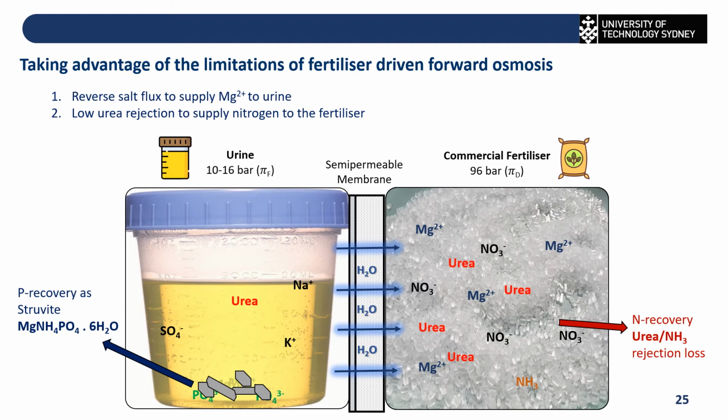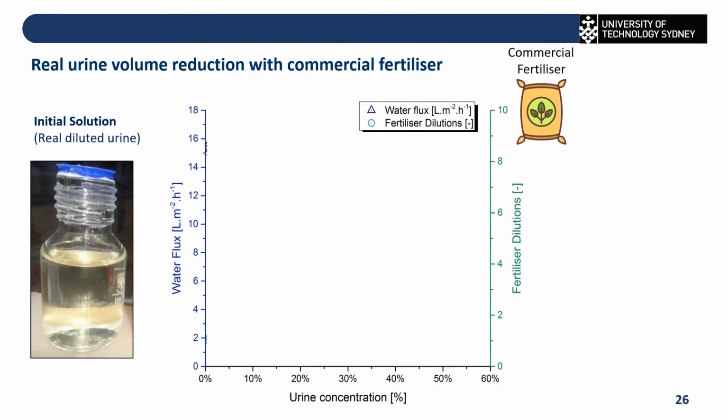Also, low urea rejection supplies nitrogen to the fertilizer, so we try to see how we can take advantage of the limitation of fertilizer-driven forward osmosis. So we collect from this fertilizer draw solution, so phosphorus recovery. At the same time, low urea and ammonia rejection can be achieved from this process.